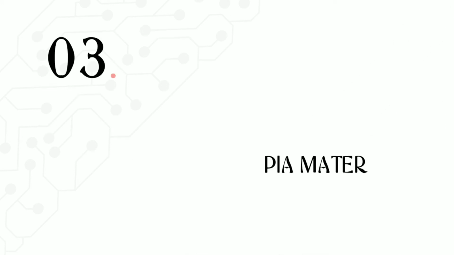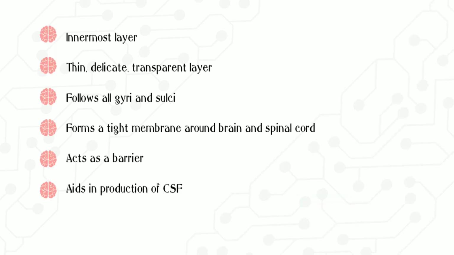The innermost layer of the meninges is the pia mater, which is also known as the tender mother. It is a thin, delicate and transparent layer, and it follows all gyri and sulci, and forms a tight membrane around the brain and the spinal cord. It acts as a barrier, and it aids in the production of cerebrospinal fluid.